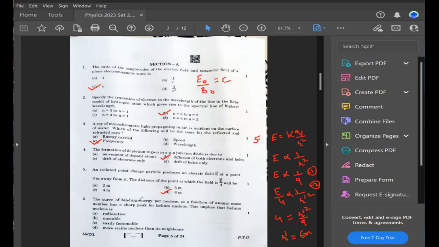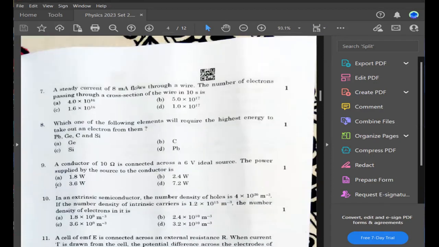Question number 6. The curve of binding energy per nucleon as a function of atomic mass number has a sharp peak for helium nucleus. This implies that the helium nucleus is more stable nucleus than its neighbors. Next question, question number 7. Current 8 milliamperes flows through a wire. The number of electrons passing through the cross section in 10 seconds.